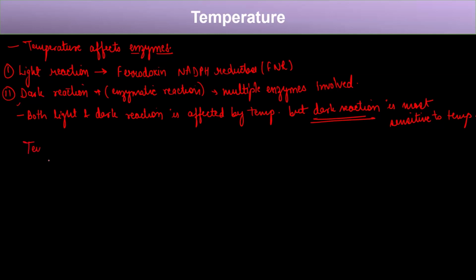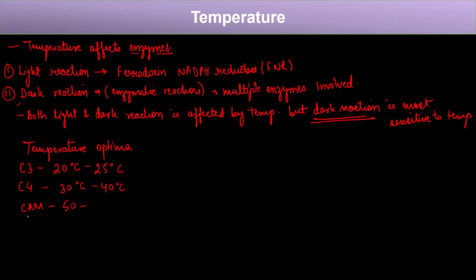Now, let's see the temperature optima. By optima, what I mean is the range in which the maximum growth is obtained. Temperature optima for C3 plants is 20 degrees Celsius to 25 degrees Celsius. For C4 plants, it is 30 degrees Celsius to 40 degrees Celsius. And for CAM, it is 50 degrees Celsius. These CAM plants are basically succulents, right? So this is 50 to 55 degrees Celsius.